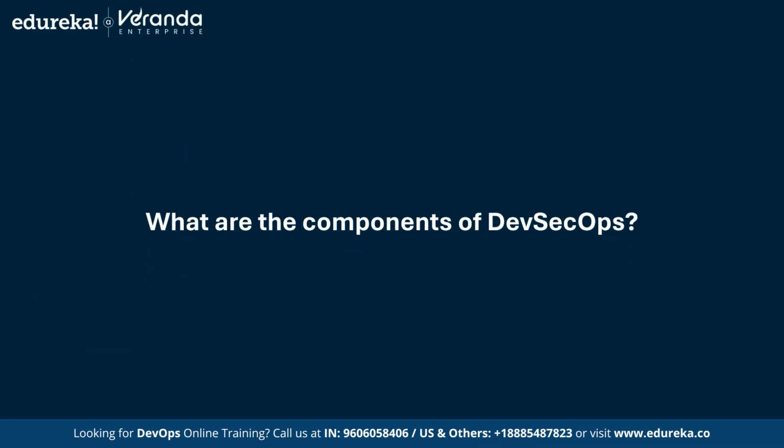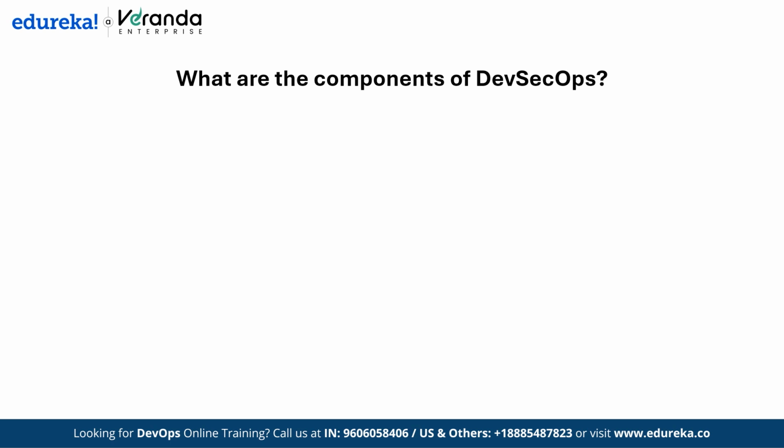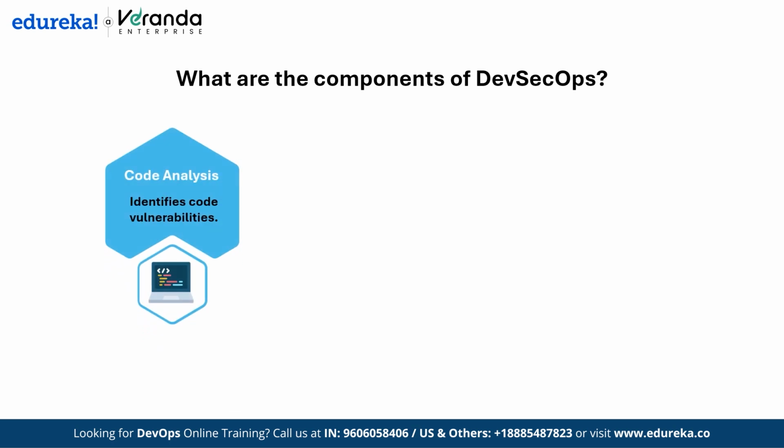Let's dive into the core components of DevSecOps that ensure security is ingrained from the start to the end of the software development lifecycle. Successful implementation of the DevSecOps practice consists of the following components. First is the code analysis. Code analysis is the process of investigating the source code of an application for vulnerabilities and ensuring that it follows security best practices.